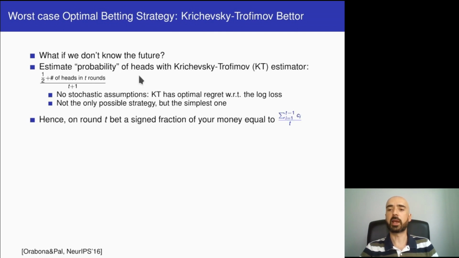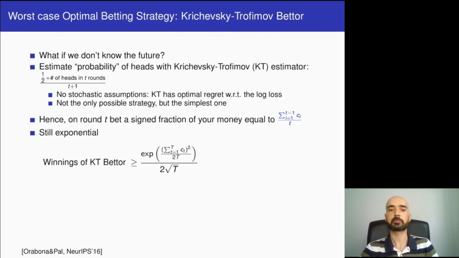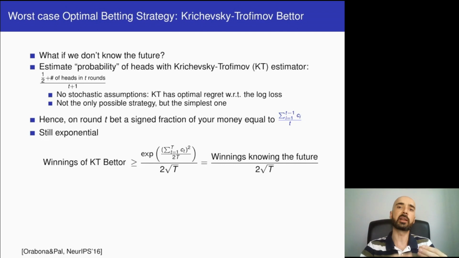So in our case, this becomes that you have to take the sum of the coins in the past and divide it by number of rounds plus 1. Now you see that everything is known in this formula here. And if you do that, now the amount of money that you make will increase exponentially over time, but you will pay this polynomial factor here. And by the way, the exponential factor is exactly the same as before, of the previous slide. So this means that you are winning as much money as if you knew in advance how many heads and how many tails there are in the entire sequence.